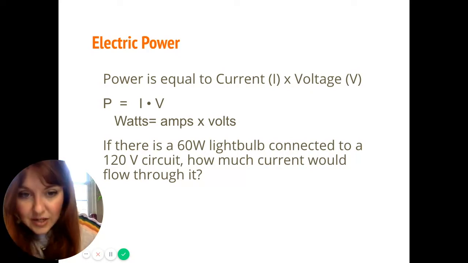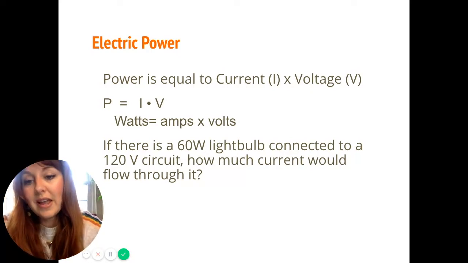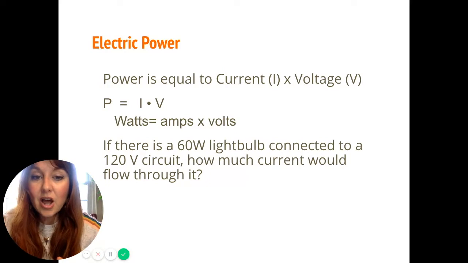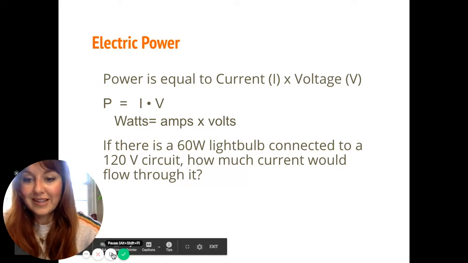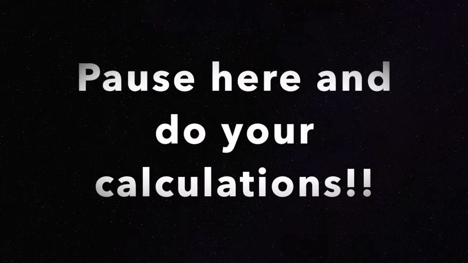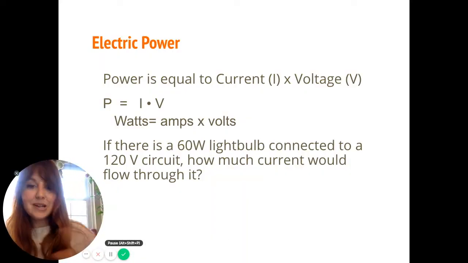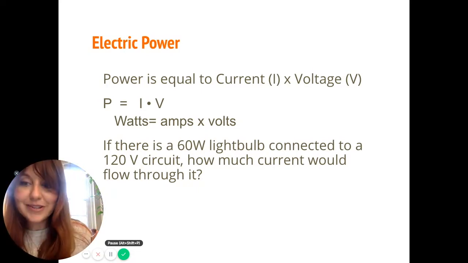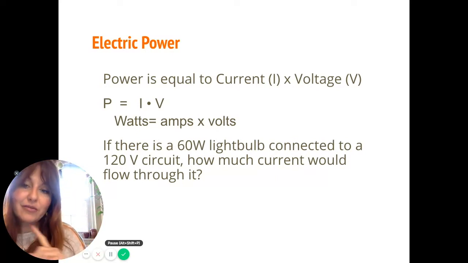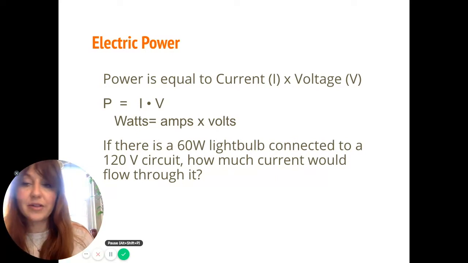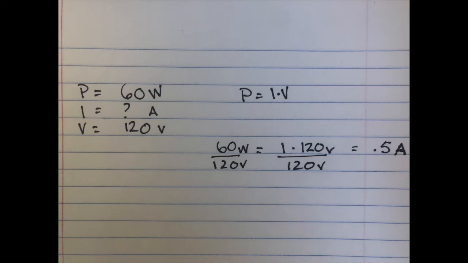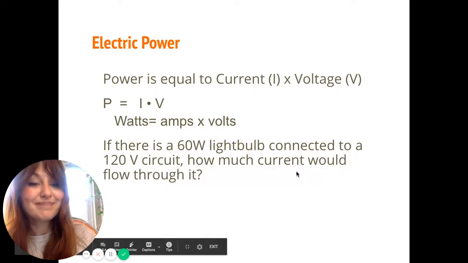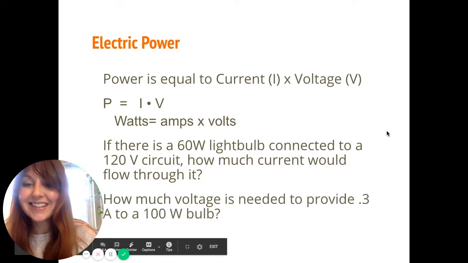So let's do a really quick equation. If there is a 60-watt light bulb connected to a 120-volt circuit, how much current would flow through it? Okay, so hopefully you were able to manipulate the equation. You started with 60 watts, and that is equal to I times 120. You divide 120 from both sides, and you come up with the answer.